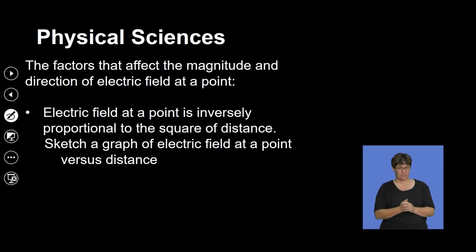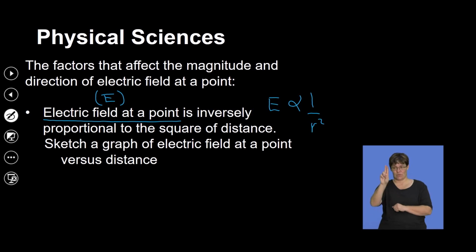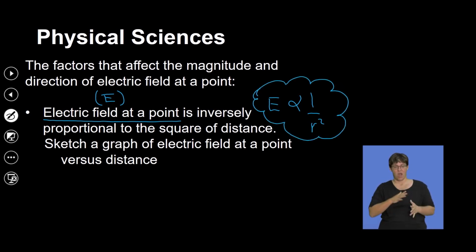So we are saying that one of the factors that affect the magnitude is actually the distance. So we've realized that electric field at a point, this is our E, is inversely proportional to the square of the distance. Hence, we are saying E is inversely proportional to the square of the distance. So this is the mathematical relationship that we were trying to explore. But this is only true if we keep the magnitude of the charge constant.